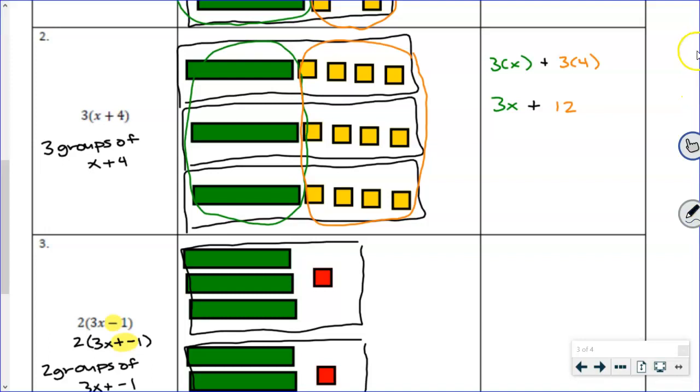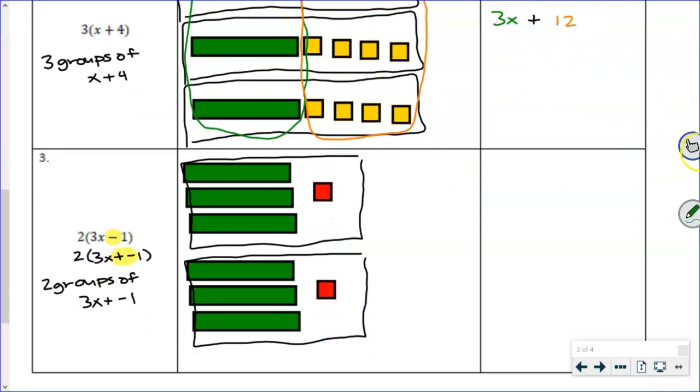And now come back to me. What should I write over here? What is this going to look like? Thank you for all of these hands. Jamie.